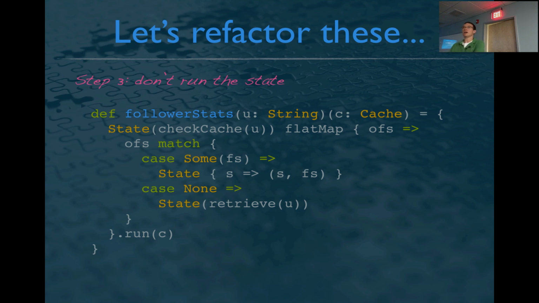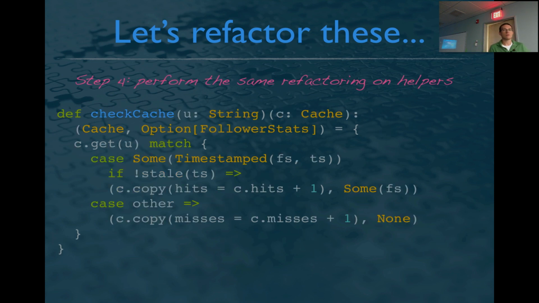State's encoding a function from cache to cache of A, in this case. So I get rid of run, my inner expression returns me a state, and then I just strike the parameter from my parameter list. And now, as a result of this, I'm going to have to change the output type of follower stats from tuple SA to state SA. Right? So that's all we did in that step.